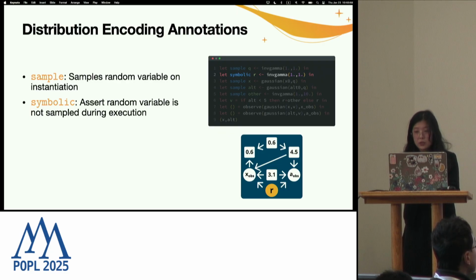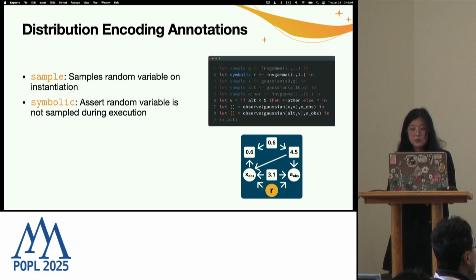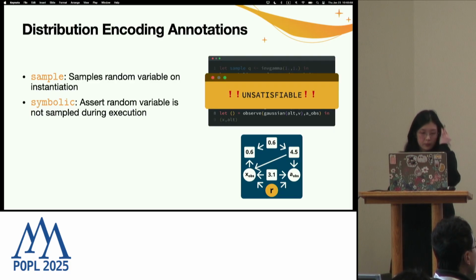The symbolic annotation asserts that the random variable must not be sampled during the execution. It's an assertion, not an action. And sometimes this assertion can be false. So in our program, in some executions, the algorithm doesn't know how to perform inference without sampling R. So this means that the symbolic annotation is just unsatisfiable.